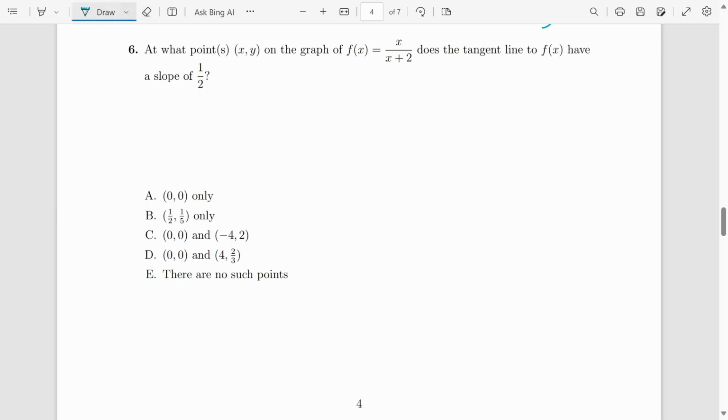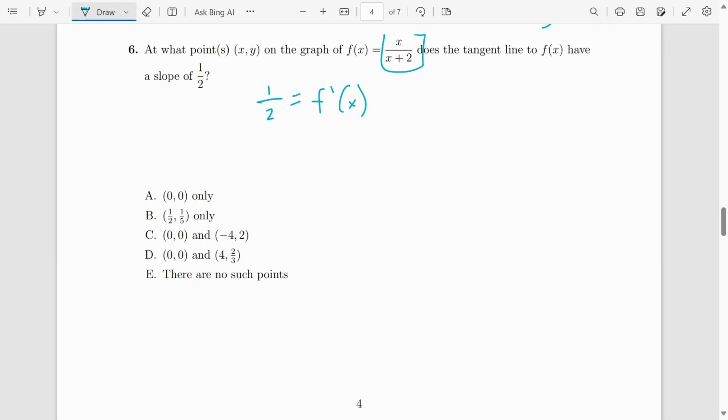So to do that, I think we can just first find f prime of x, the derivative of f, and then set it equal to a half. And then at that point, we'll only have one variable, and we can solve for x. And then notice those will be our x values that these points lie at. So doing all that, first we have to find f prime of x, the derivative.